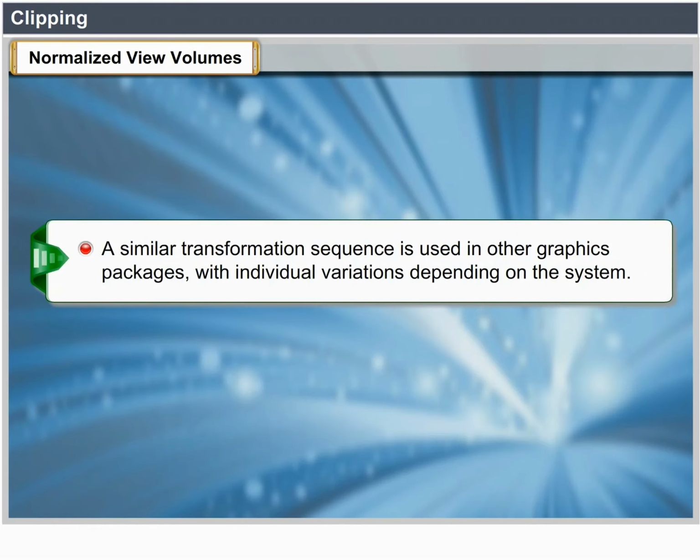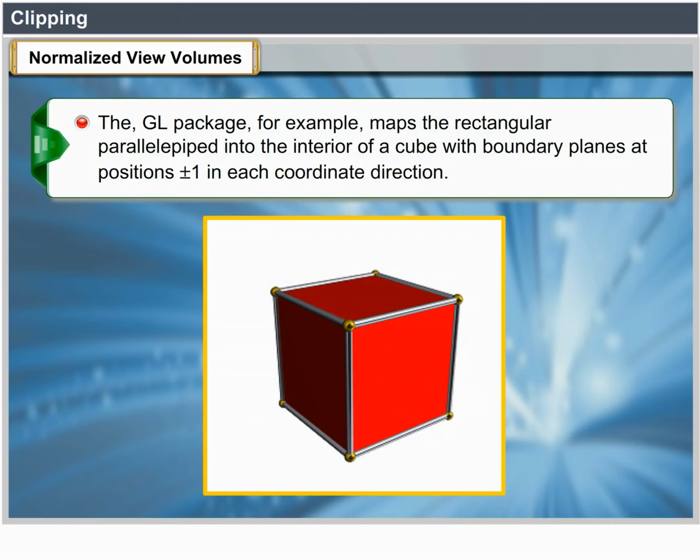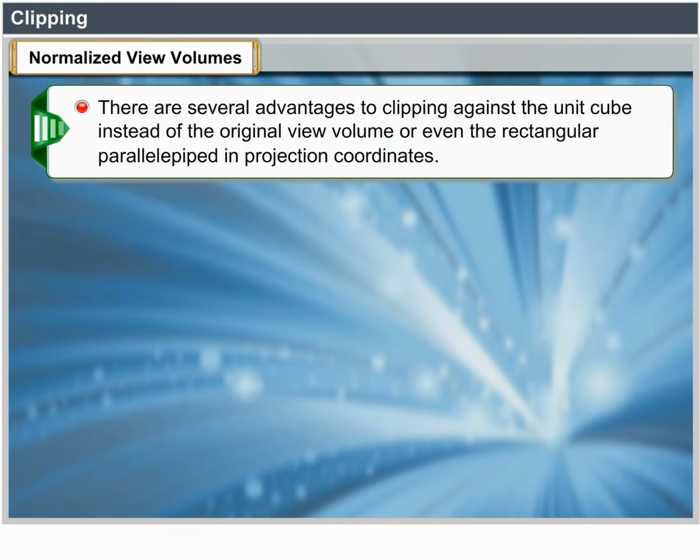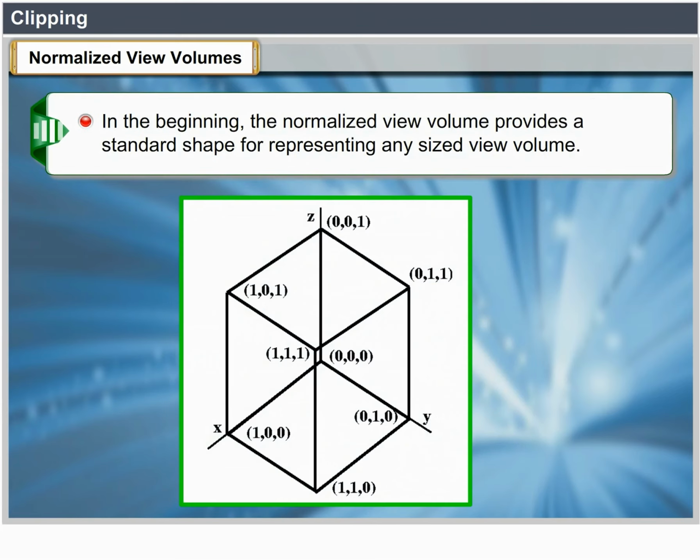A similar transformation sequence is used in other graphics packages, with individual variations depending on the system. The GL package, for example, maps the rectangular parallelepiped into the interior of a cube with boundary planes at positions plus or minus 1 in each coordinate direction. There are several advantages to clipping against the unit cube instead of the original view volume, or even the rectangular parallelepiped in projection coordinates. First, the normalized view volume provides a standard shape for representing any sized view volume.